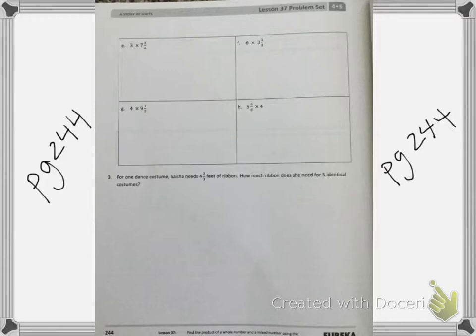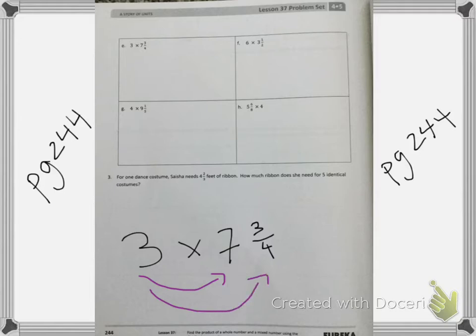When we're multiplying a whole number times a mixed number, we're going to use what's called the distributive property in order to solve these problems today. So distributive property means that I'm distributing the whole number. I am distributing the whole number and multiplying 3 times 7 and then 3 times 3/4. I am distributing that 3 to both, and that is the distributive property.